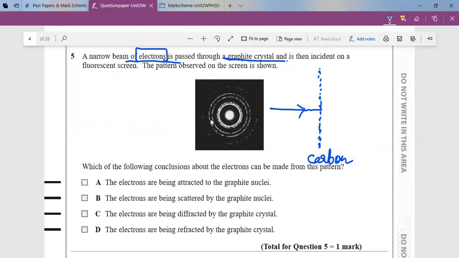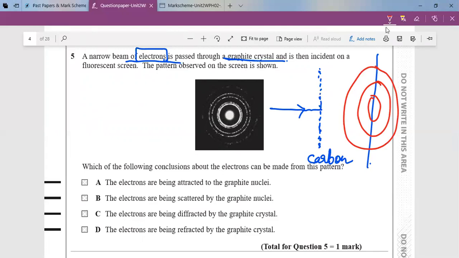Now, if you look at this pattern over here, does it look similar to something? It's increasing gradually. Meaning a pattern like this is obtained, not over here, of course, but on a screen which is placed over here. So why do we get this pattern? A narrow beam of electrons is sent over here and then incident on a fluorescent screen. This is a fluorescent screen.